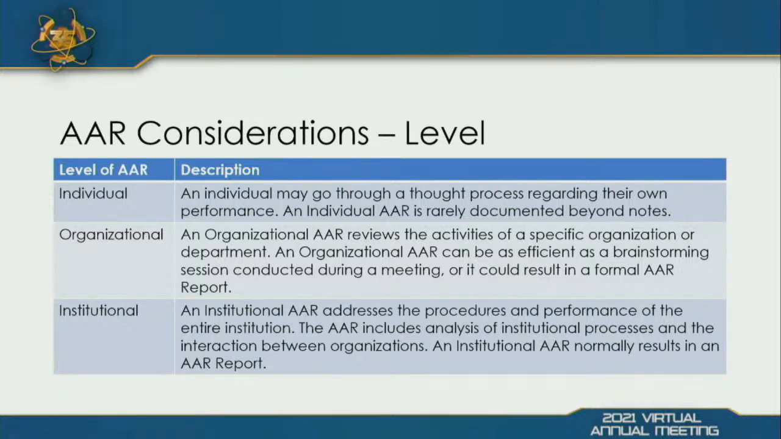The first level is just an individual AAR, and that's people thinking about how they did personally, and usually it results in nothing more than just handwritten notes for themselves. The next level is an organizational AAR, and that's usually a department or an entity like the EOC. And this is the most common type of AAR. These happen all the time, and it studies how the organization did, what went well, what went poorly for that particular organization. And then the next level is institutional.